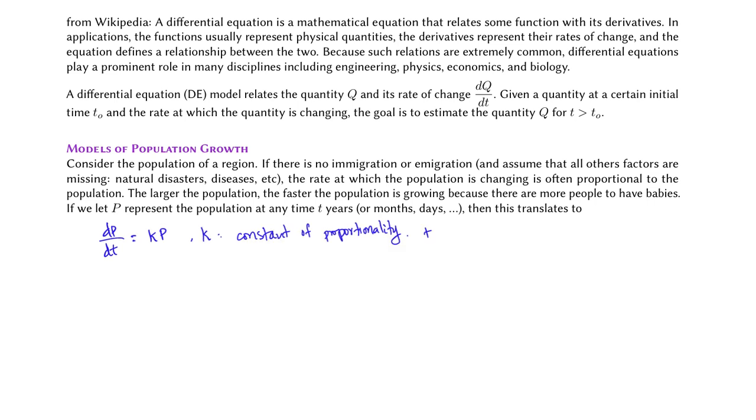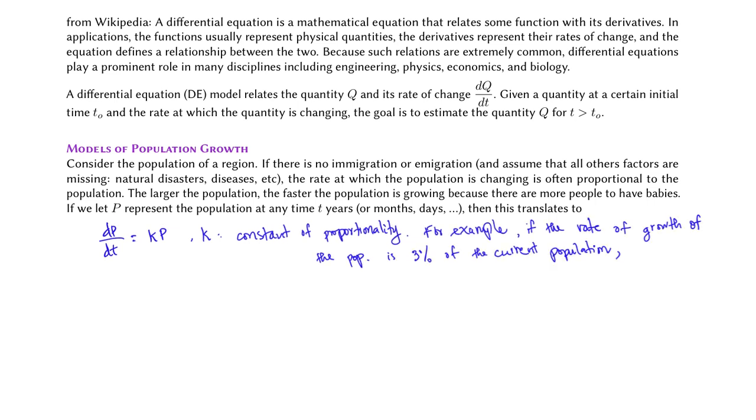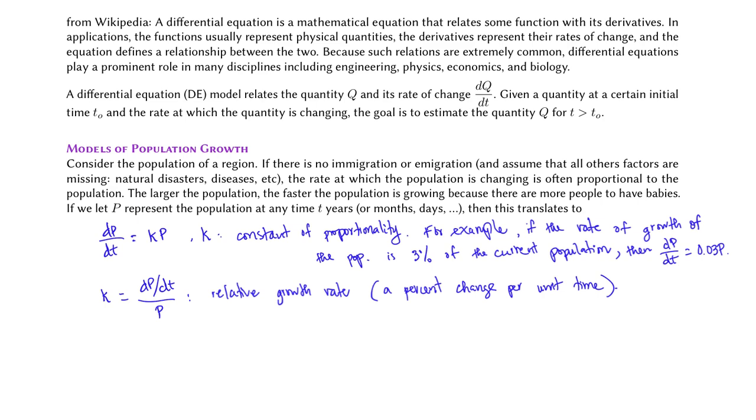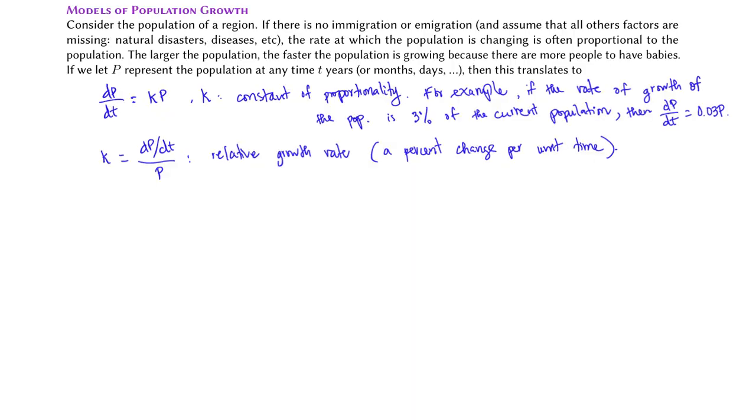This equation implies that the rate of change of the population is proportional to the population. For example, if the rate at which the population is increasing is 3% of the current population, then dP over dt equals 0.03P. k is therefore dP over dt divided by P. This is called the relative growth rate, or a percent change per unit time.